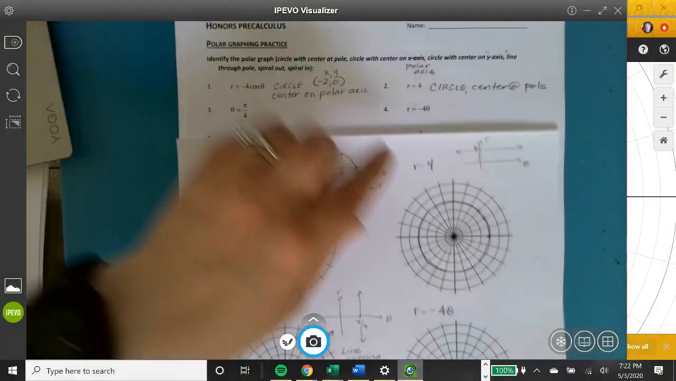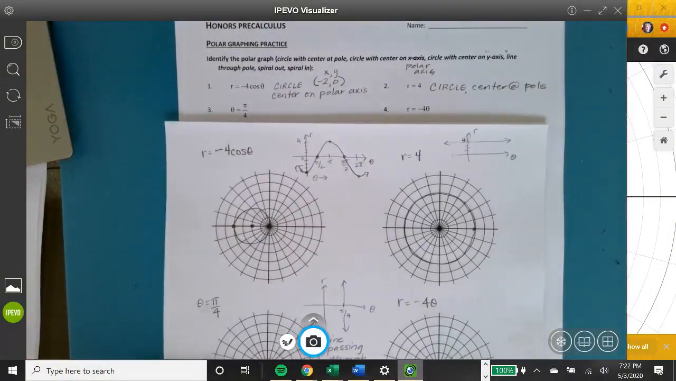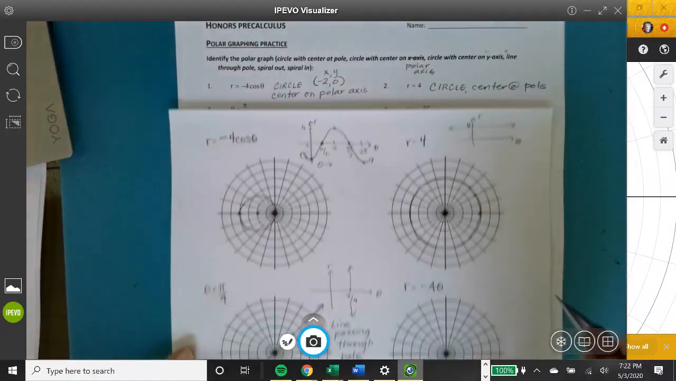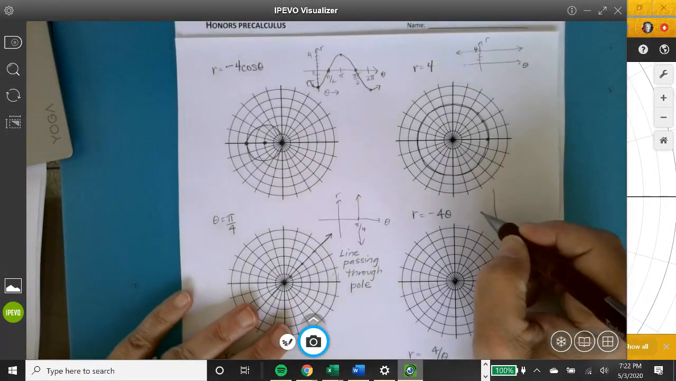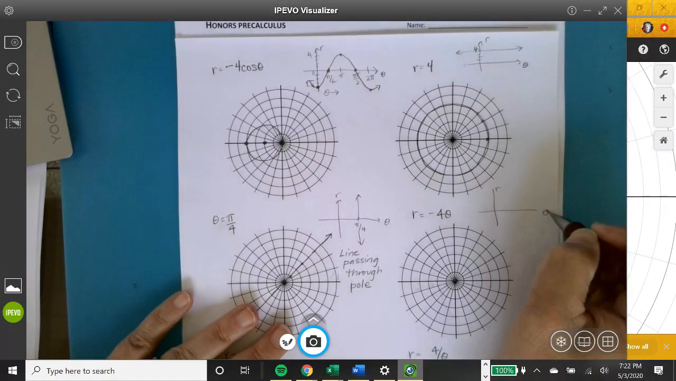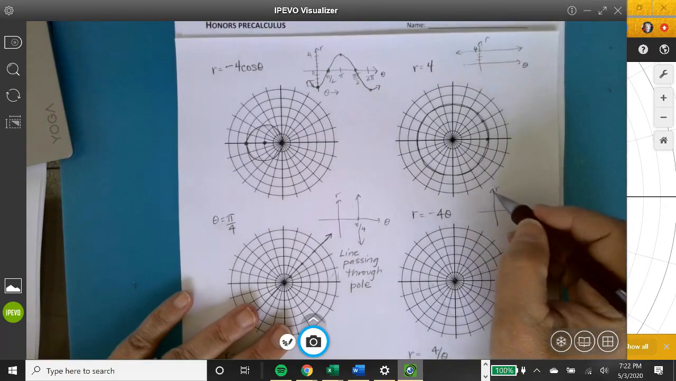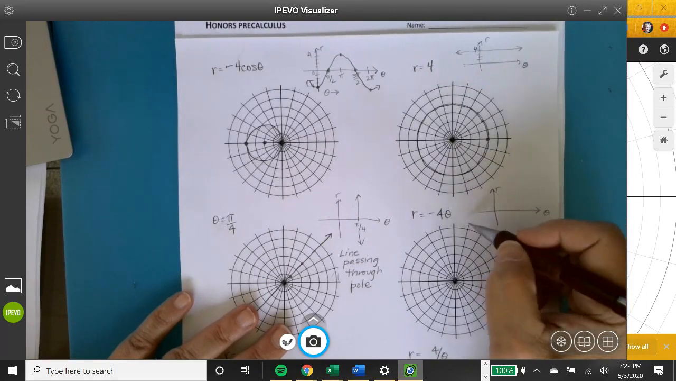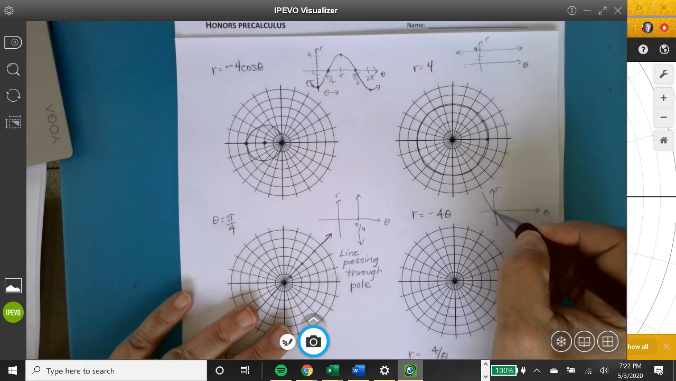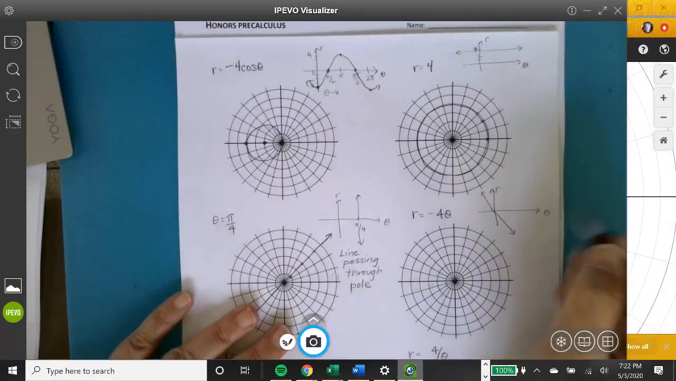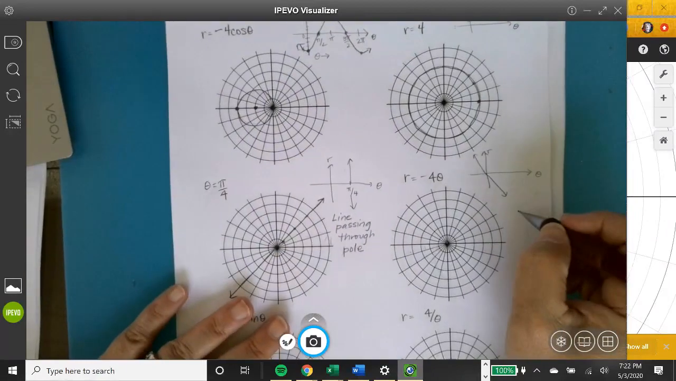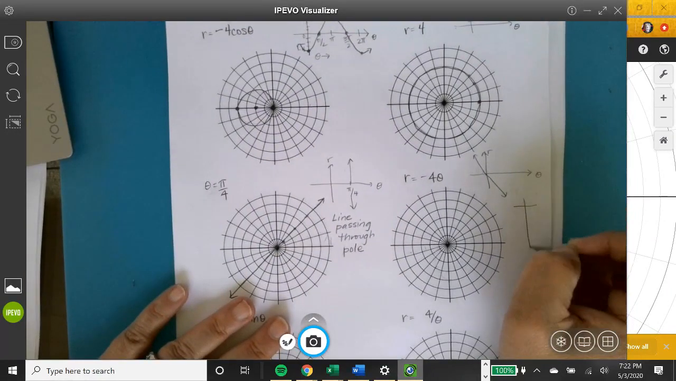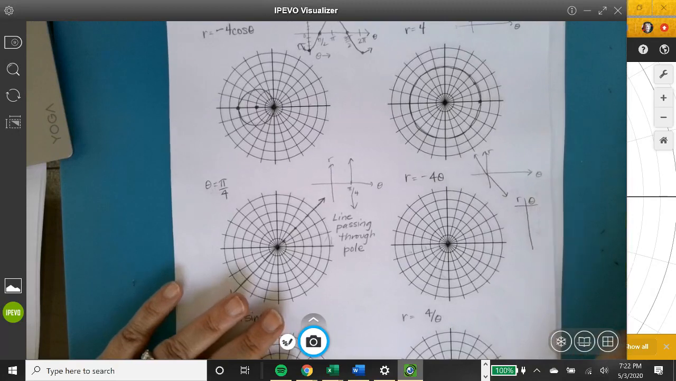All right, the next one is r equals -4 theta. Goodness, what does that look like graphically? Well, if I'm doing r theta, let's look at it analytically. R theta, that's going to be a line here with a -4 slope passing through this point here, okay? Now this one's a little bit difficult, a little tricky, but not really. So let's just do an r theta table to make ourselves feel better.